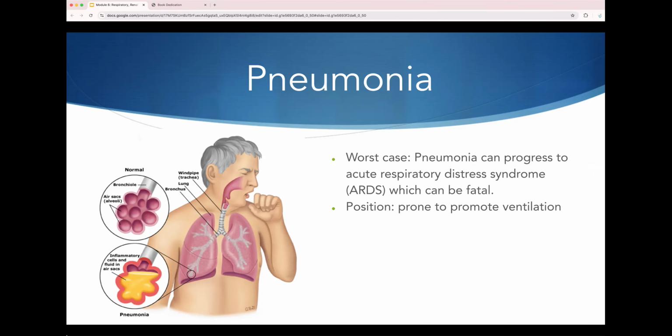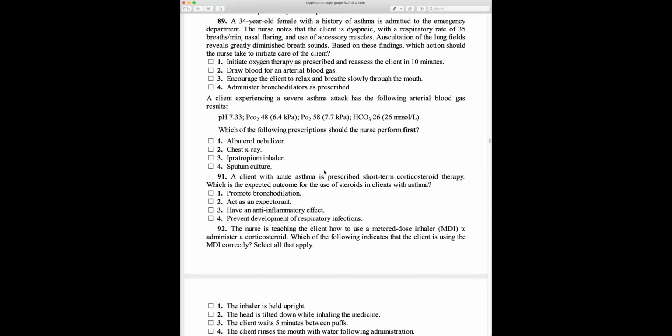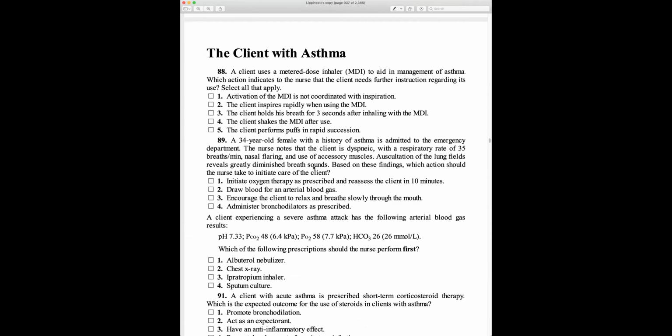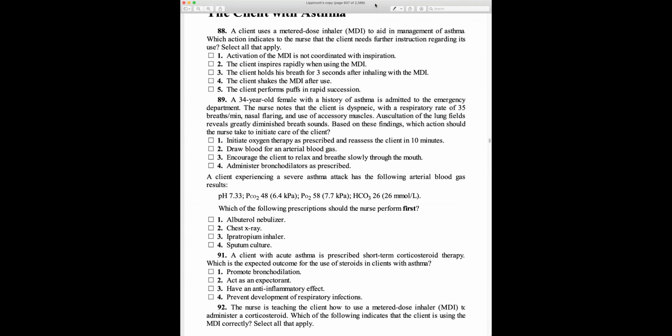All right, so now let's do some questions on pneumonia. Oh, you know what? I think there was one more question we were supposed to do on asthma, actually. And we can do two more questions on asthma, just to practice more. Do question 91 and then tell me what you would choose if this was the NCLEX.